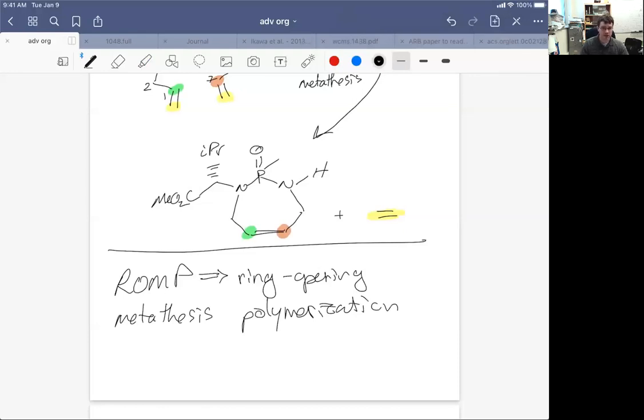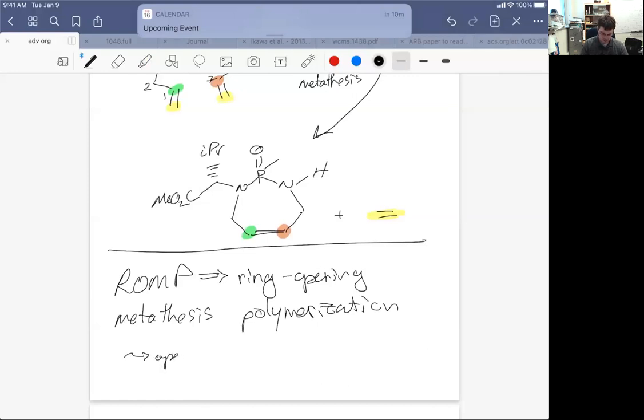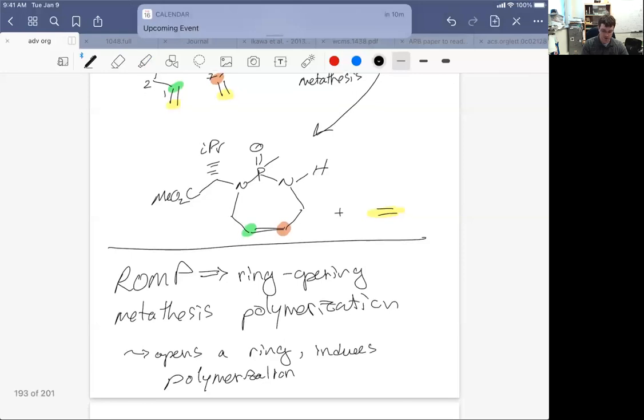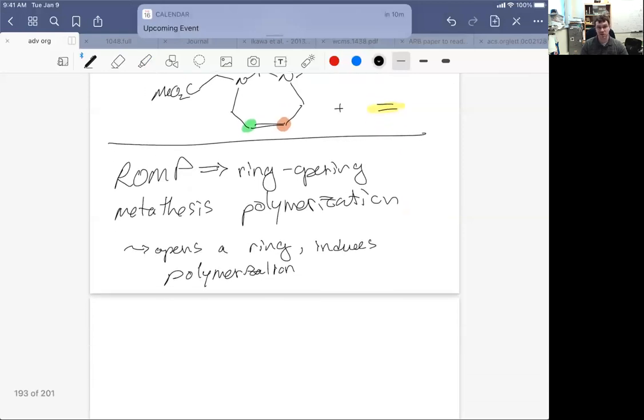So what we're going to do here is apply the metathesis strategy to open a ring and induce polymerization. Now, this is a really cool polymerization strategy because it is highly effective as far as polymerization goes, and it works with a range of molecules and a range of functional groups. What this looks like is we're going to take a ring. Let's just take a cyclopentene ring.